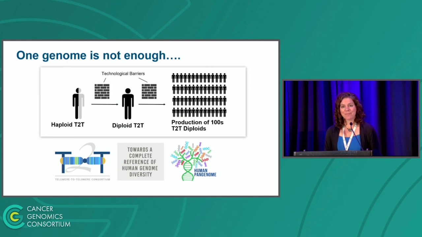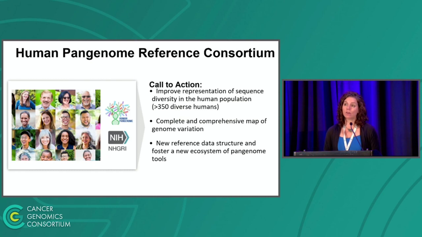And so that's where I switch hats in front of you as the director of our production center for the Human Pangenome Reference Consortium, where it really is a goal or a call to action to improve complete genome representation of a collection of individuals who represent our species. Right now we're aiming for at least 350 diverse individuals.